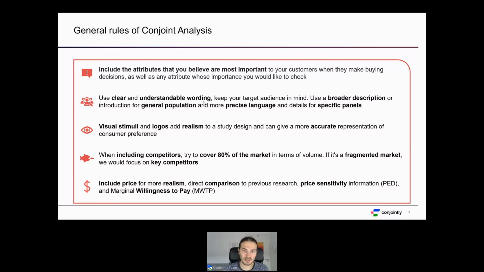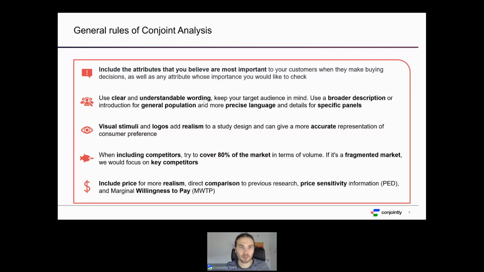Another way to make it understandable or more attainable would be adding visual stimuli and logos. So whenever you simply add a logo, and in my case, I sometimes use fake logos for my training sessions, it adds realism and you can see more consistent results. So confidence intervals get smaller when there's a visual or brand logo specific element to it.